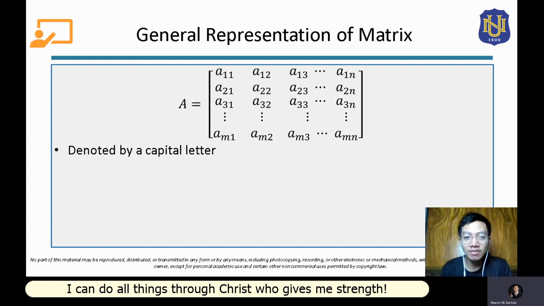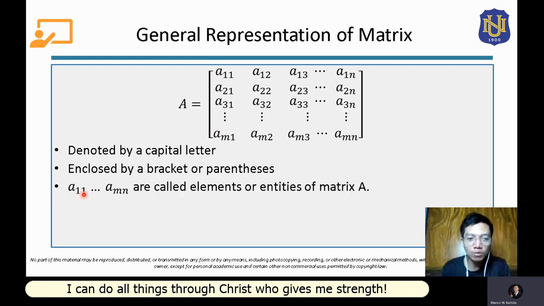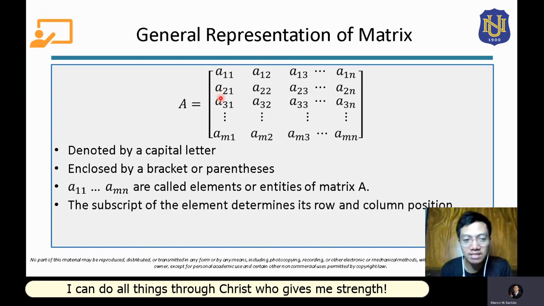This is the general representation of matrix. It is denoted by a capital letter, in this case capital letter A. It is also enclosed by a bracket or parenthesis. A sub 1,1 up to A sub mn are called elements or entities of matrix A. This is element A sub 1,1, this is element A sub 1,2, and so on. These are called elements, or entities.